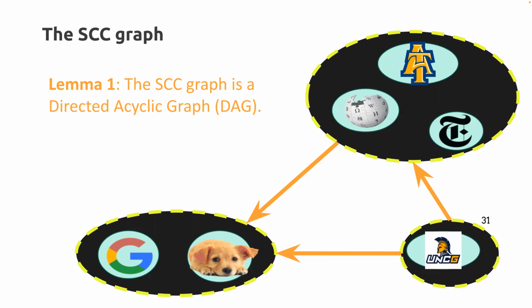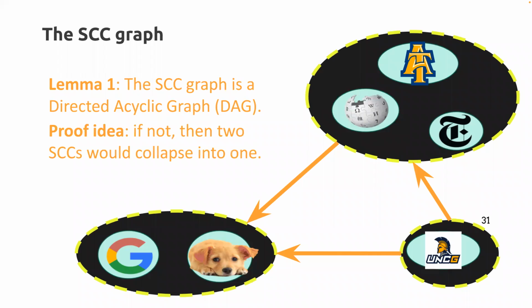So it cannot have cycles. If it had cycles, it would not be the graph consisting of the strongly connected components as a node, because there would be a bigger strongly connected component. That's great. Good observation. Okay. And that's exactly the proof. Good job. If you guys were thinking about that, great work. Okay.